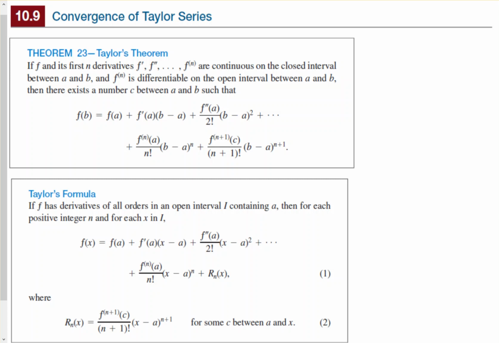It talks about our Taylor series where we have the first derivative, second derivative, all the way up to this term here, the n plus 1th derivative. That n plus 1th derivative is going to be our remainder function.